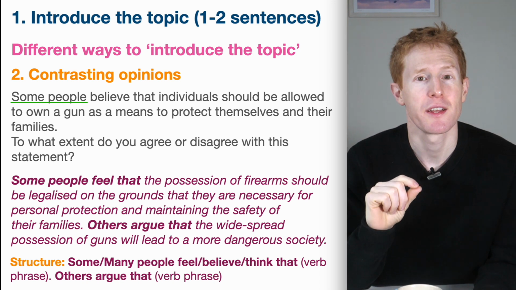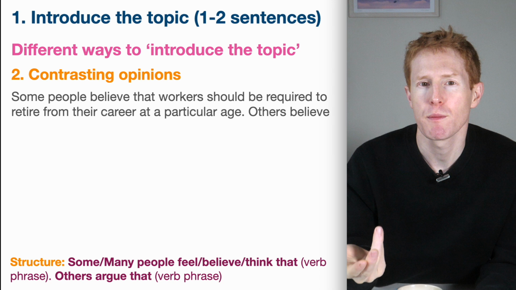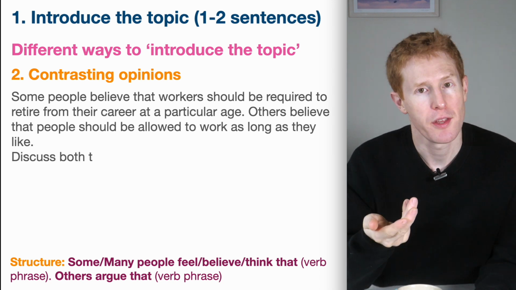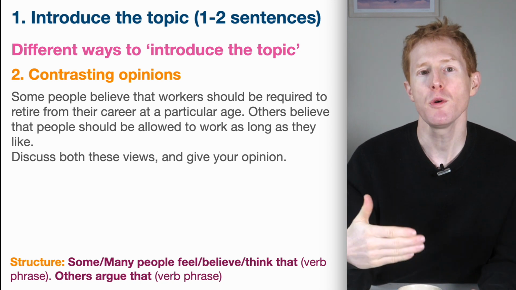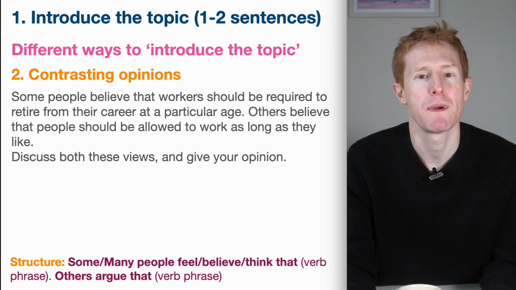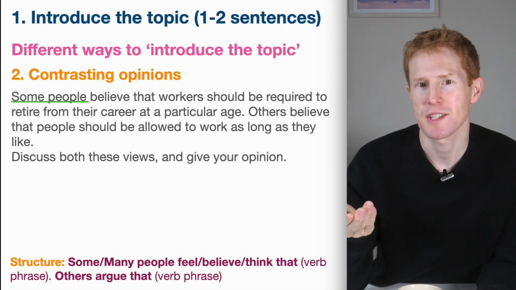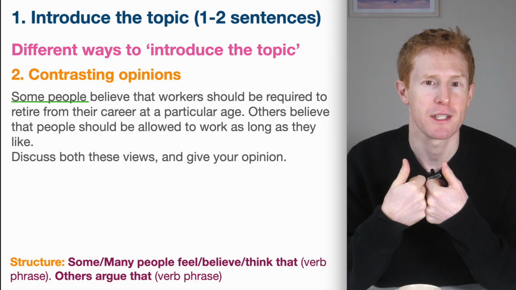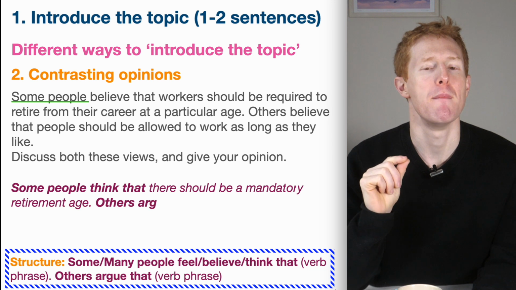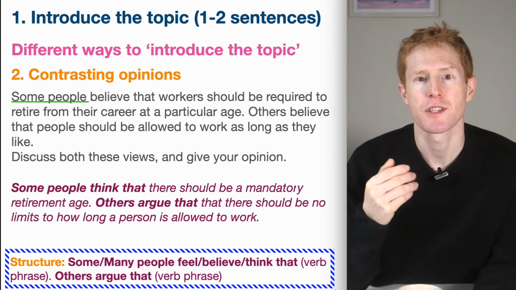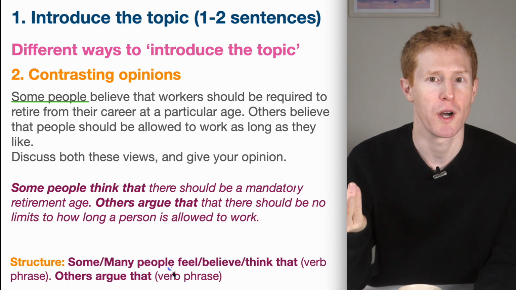Let's have a look at another example. Some people believe that workers should be required to retire from their career at a particular age. Others believe that people should be allowed to work as long as they like. Discuss both these views and give your own opinion. Okay, again we have some people. So the question is showing us that there's a contrast in opinions. Let's use our template. Some people think that there should be a mandatory retirement age. Others argue that there should be no limits to how long a person is allowed to work.